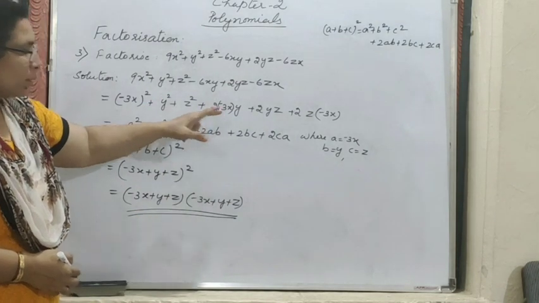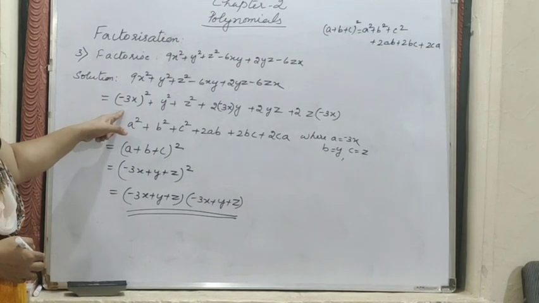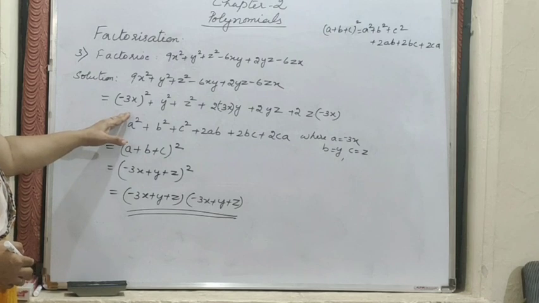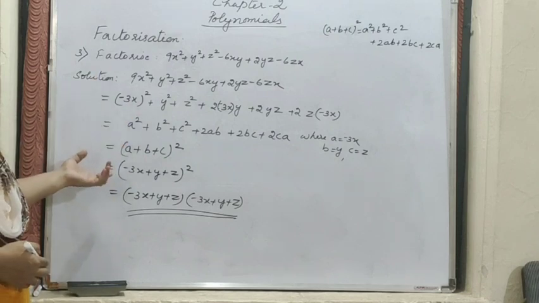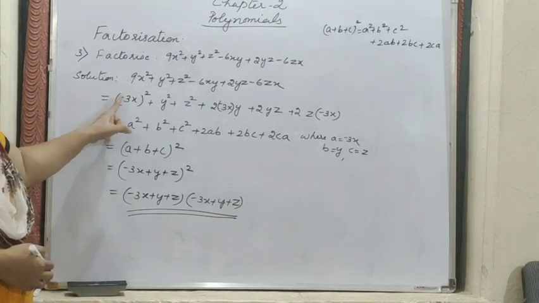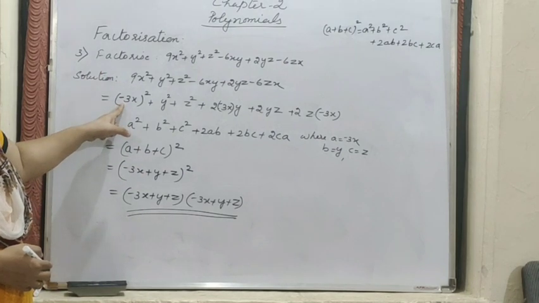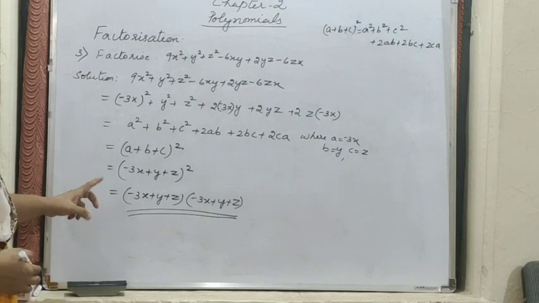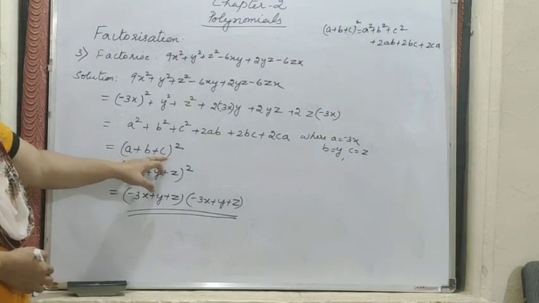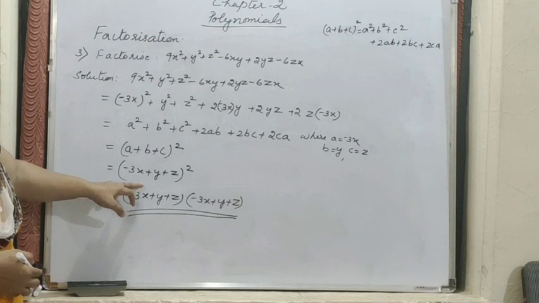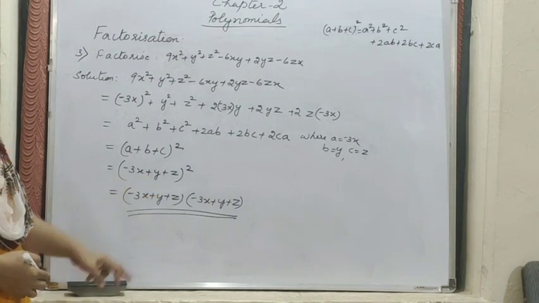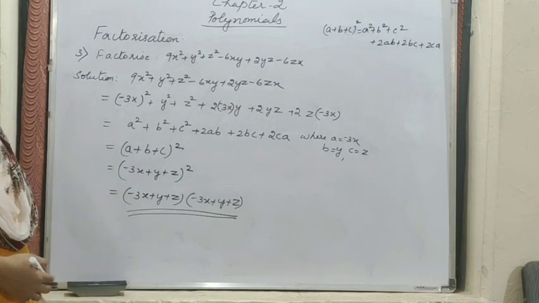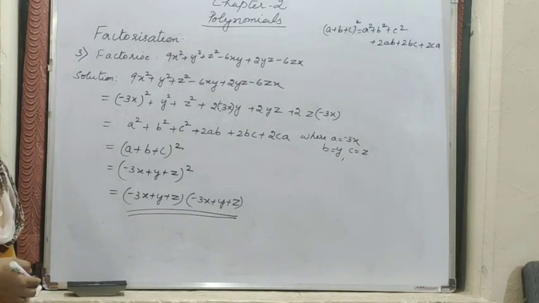Here if you are making the change, don't forget to make the change here also. Children will do this part nicely, but here they will forget. Don't do that, then your answer is wrong. So here also I have to make the change. Now we identified a equal to minus 3x, b equal to y, and c is equal to z. Therefore a plus b plus c whole square can be written as minus 3x plus y plus z whole square. That means minus 3x plus y plus z into minus 3x plus y plus z.